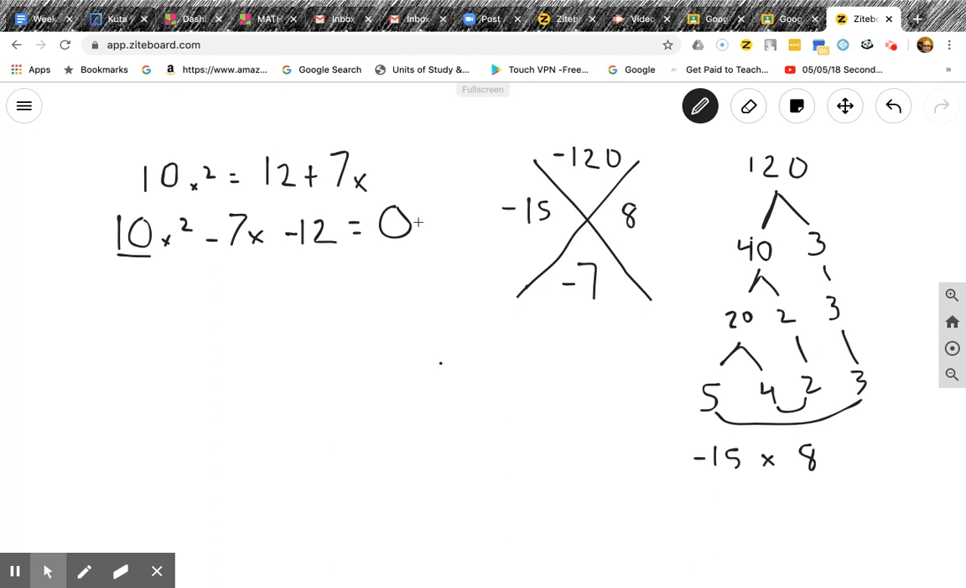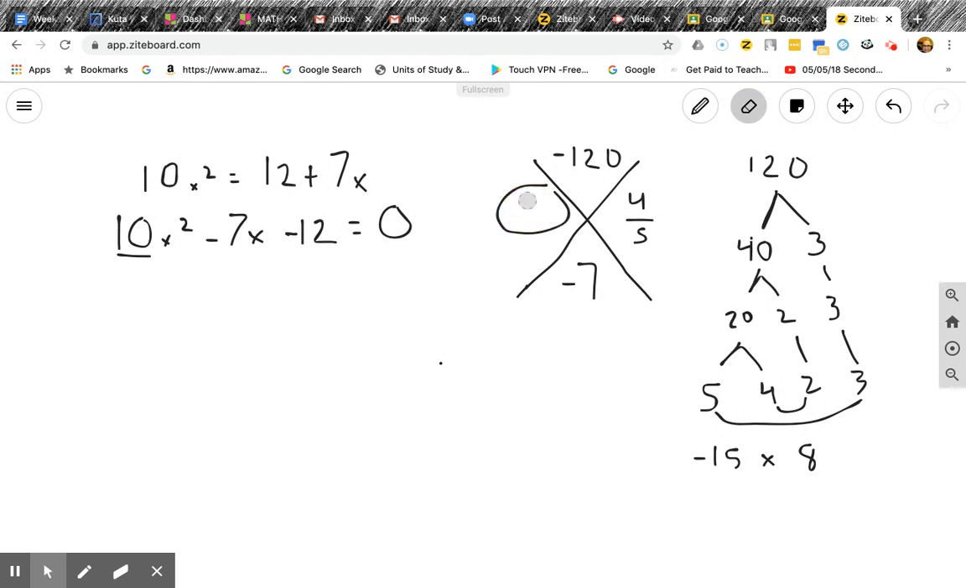Okay. The next step is you're supposed to divide these by the first factor, which is 10. So I'm going to divide 8 divided by 10. All right, 8 divided by 10 is 4/5. Hopefully everyone understands what I just did. 8 divided by 10 is 8/10, and then I reduce 8/10 to 4/5.